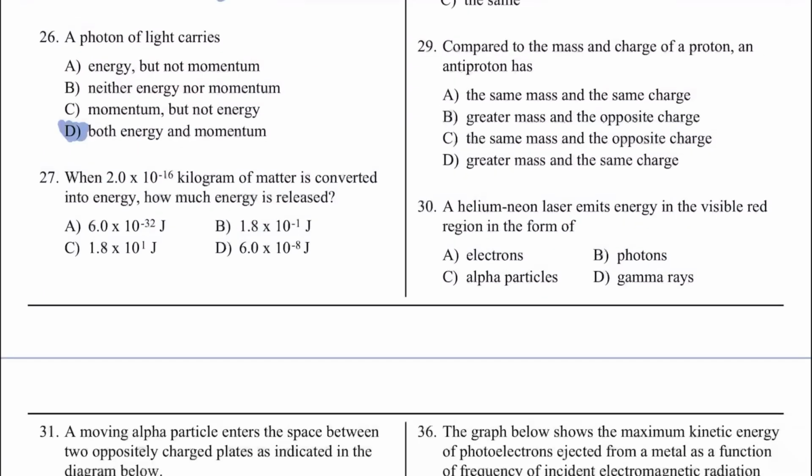27. When 2 times 10 to the negative 16 kilogram of matter is converted into energy, how much energy is released? Once again, the question is asking us for energy, and it gives us mass, which is a dead giveaway to do E equals mc squared. So E equals 2 times 10 to the negative 16th times 3 times 10 to the 8th squared. Solve that out, and you're going to get 1.8 times 10 to the 1.